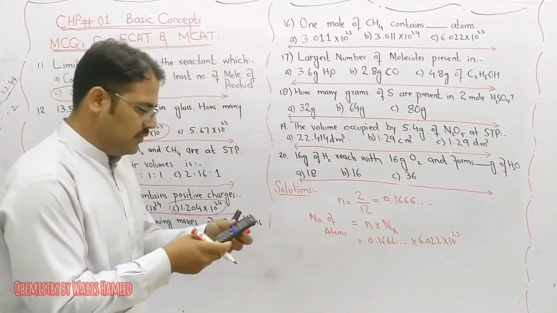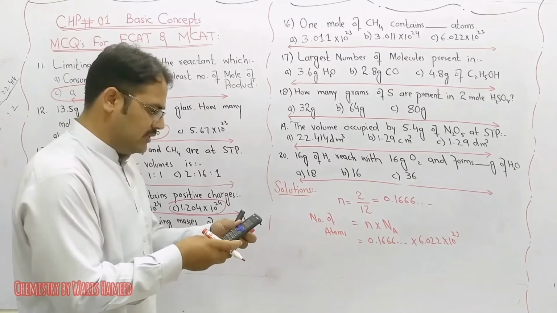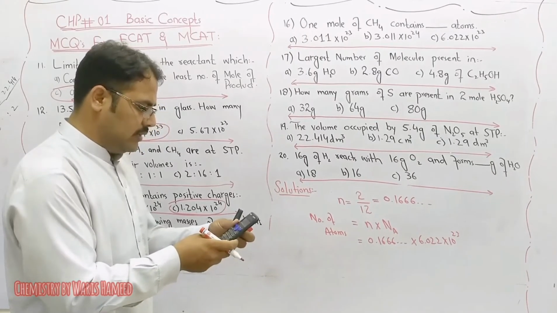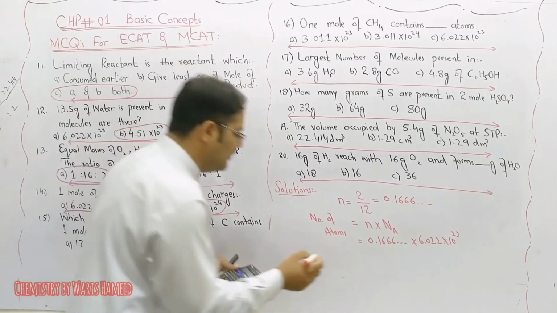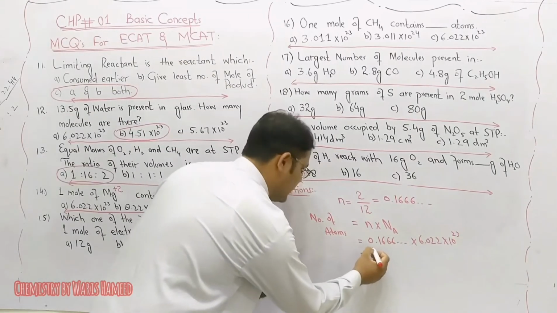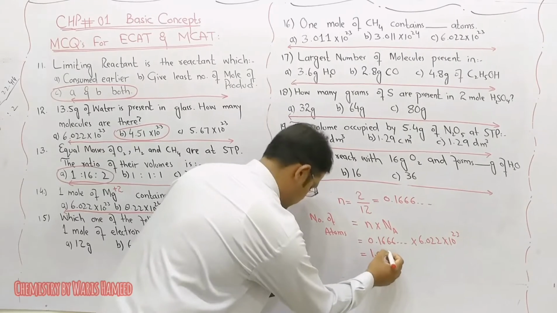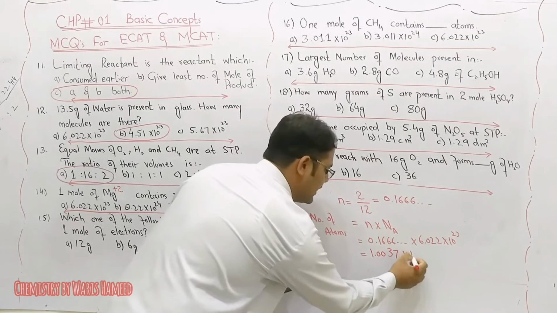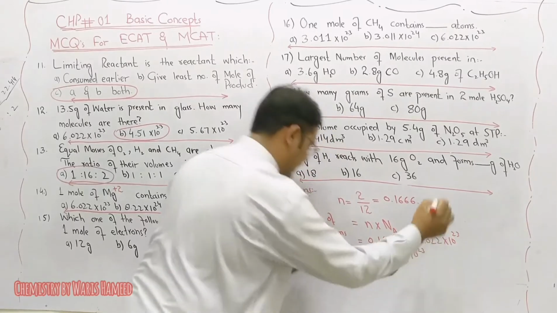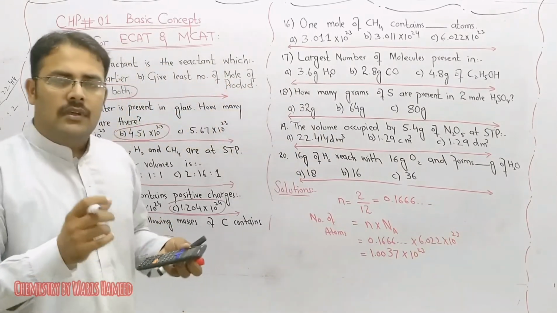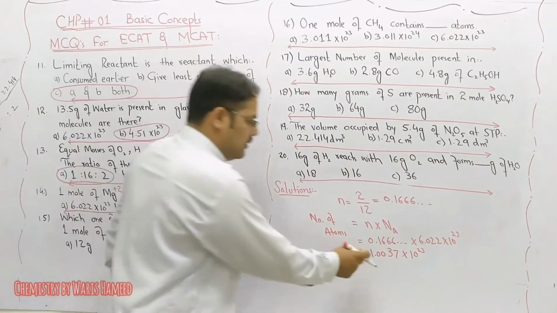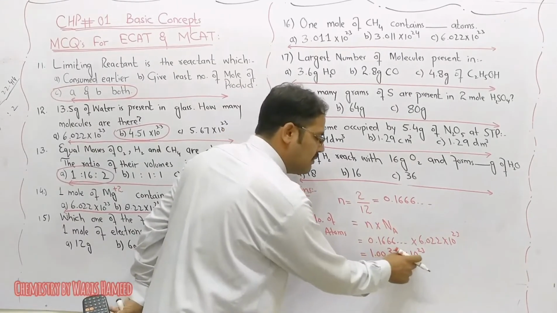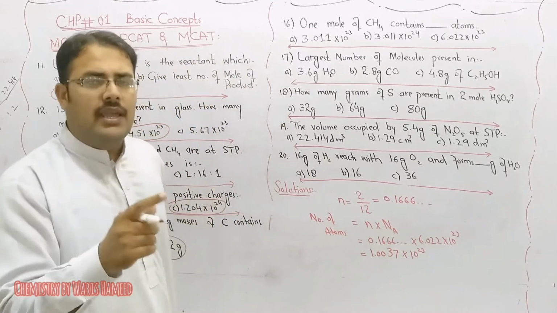Then what we will obtain? 6.022 multiplied by 10 to the power 23. Then we will obtain the number of atoms as 1.0037 multiplied by 10 to the power 23. Now we have atoms of carbon, 1.0037 multiplied by 10 to the power 23 atoms.